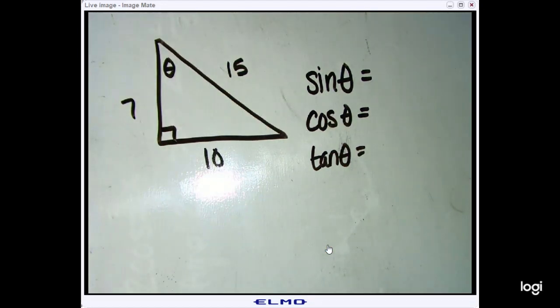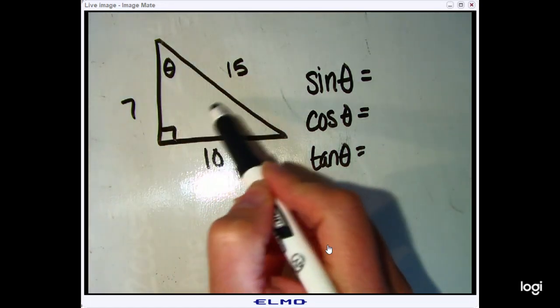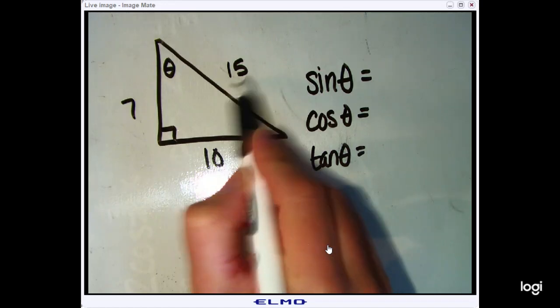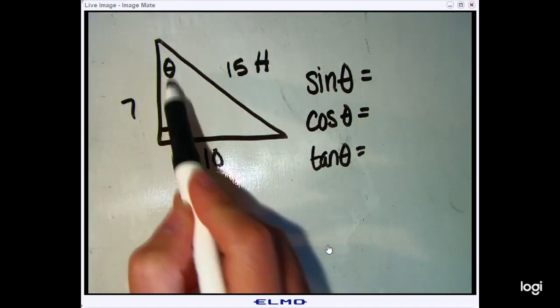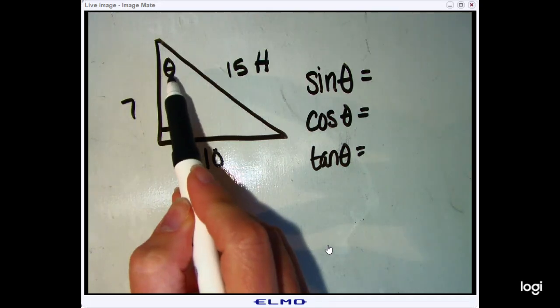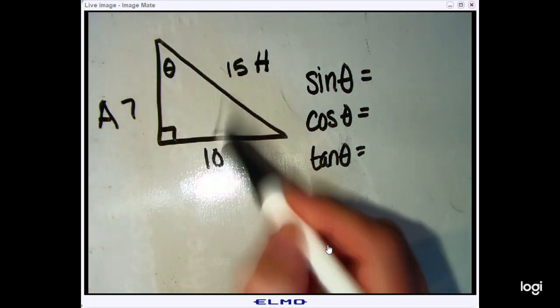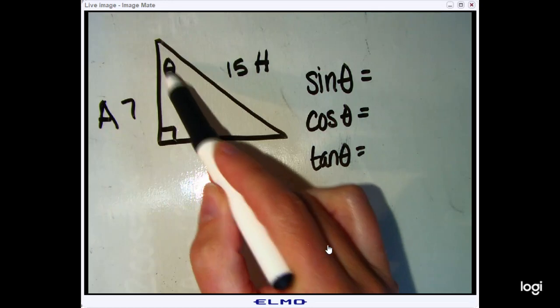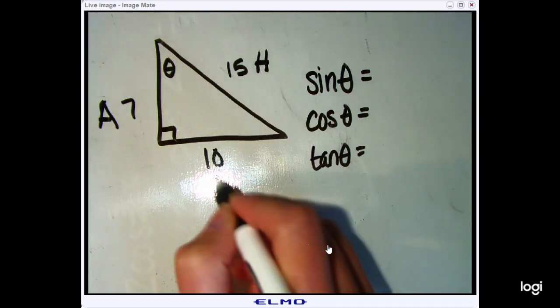And so remember I said the first thing I want you to do is figure out where the hypotenuse is, and call it the hypotenuse so it's no longer in question. Here's my right angle. Here is my hypotenuse. And now here is theta. What side is next to it or adjacent to it? That would be the 7. There's adjacent. And the side that is across from it is the opposite.